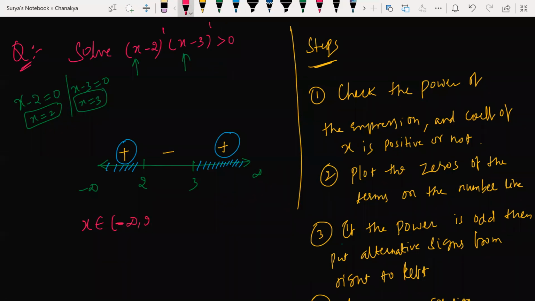Minus infinity to 2. Open bracket or close bracket? Open bracket. Why? Because we are not going to include 2. If you include 2, it becomes 0, and 0 can't be greater than 0. Invalid, right?